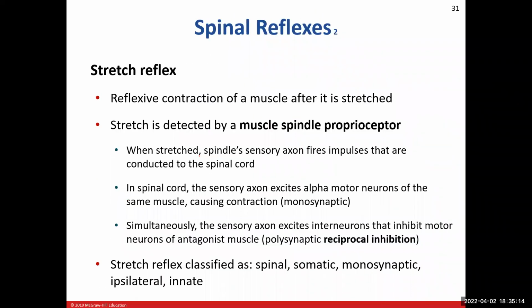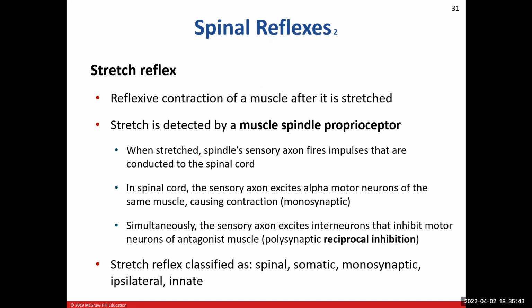So let's talk about our stretch reflex. Now, look at the title of this reflex, stretch reflex. This reflex is based on the amount of stretch that's occurring in a muscle. When this muscle is being stretched, and usually this reflex is to prevent overstretching and damage to the tissue, what will happen is the muscle is going to respond by contracting and shortening.